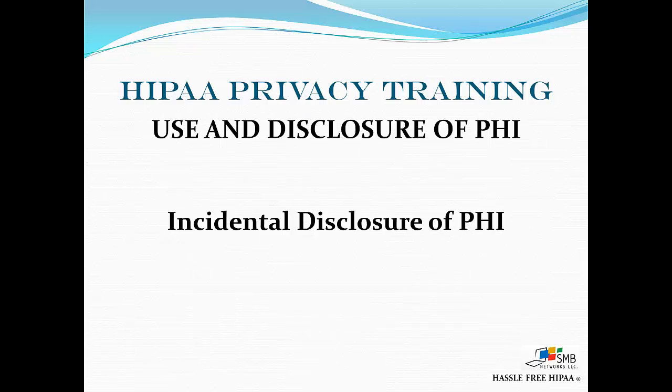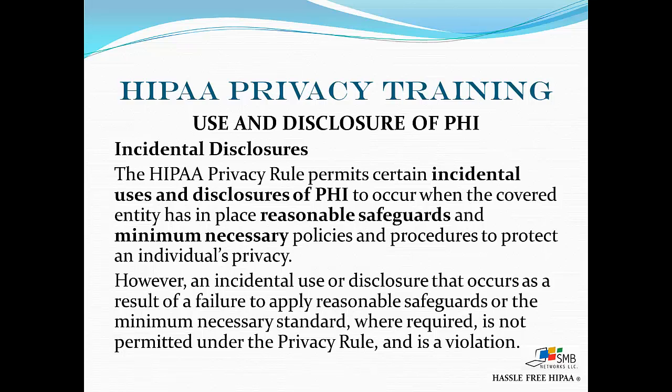Now finally, let's look at incidental disclosures of protected health information. The HIPAA privacy rule permits certain incidental uses and disclosures of protected health information to occur when the covered entity has in place reasonable safeguards and minimum necessary policies and procedures to protect an individual's privacy. We'll go over in a little bit the minimum necessary rule here. But what I want you to understand is that an incidental use or disclosure that occurs as a result of your practice's failure to apply reasonable safeguards or the minimum necessary standard where required, that is not permitted under the privacy rule, and that is a violation, meaning that won't be considered incidental disclosure because not enough was done to protect the incidental disclosure from rising to the level of an intentional or an accidental disclosure that could have been prevented. And let me get into a little bit more detail here.